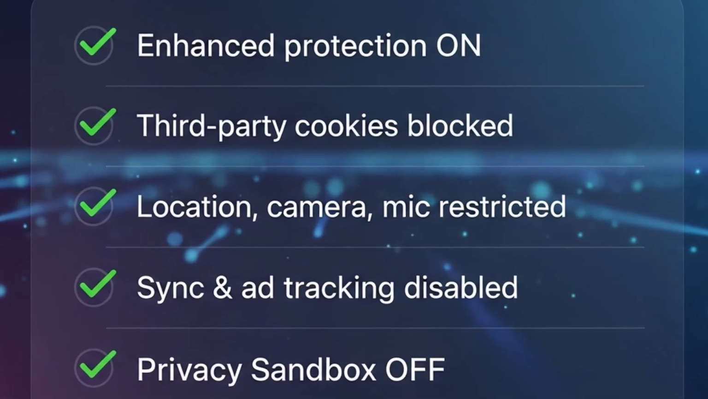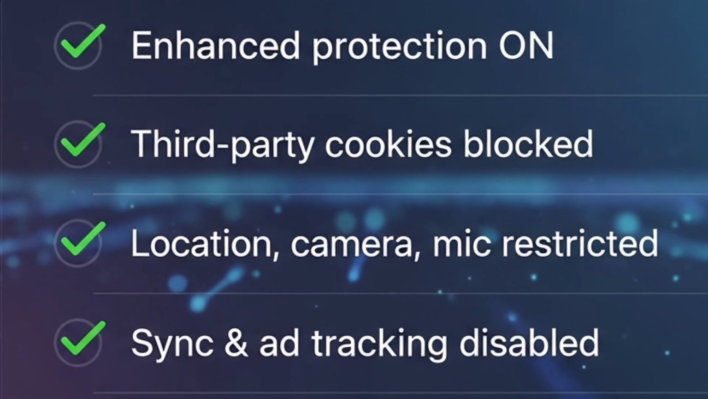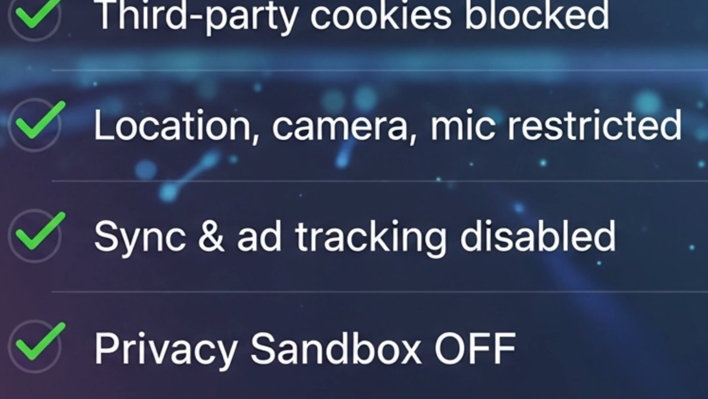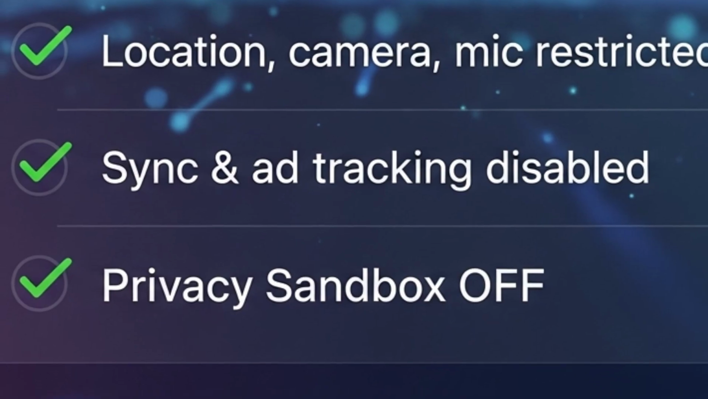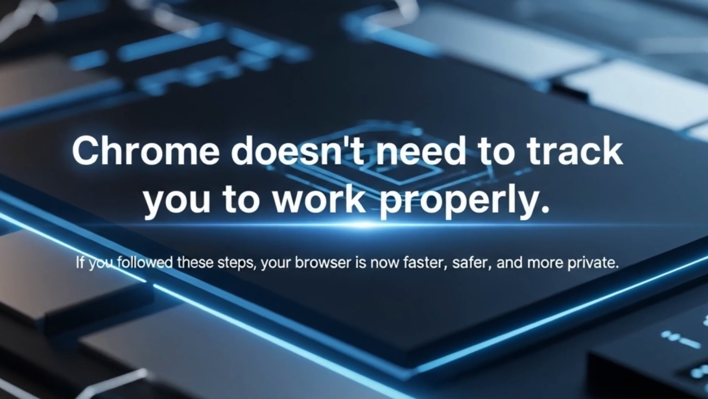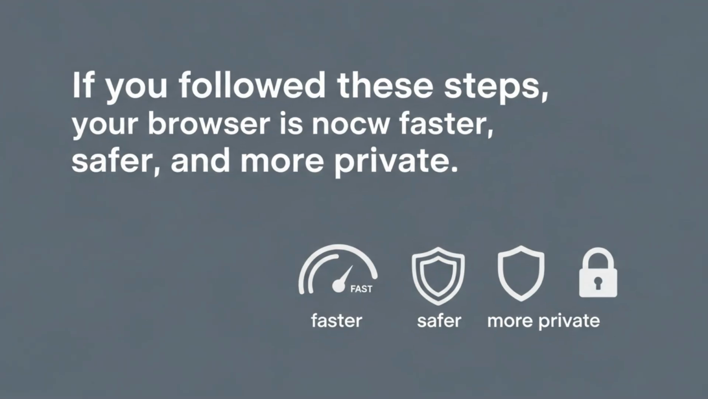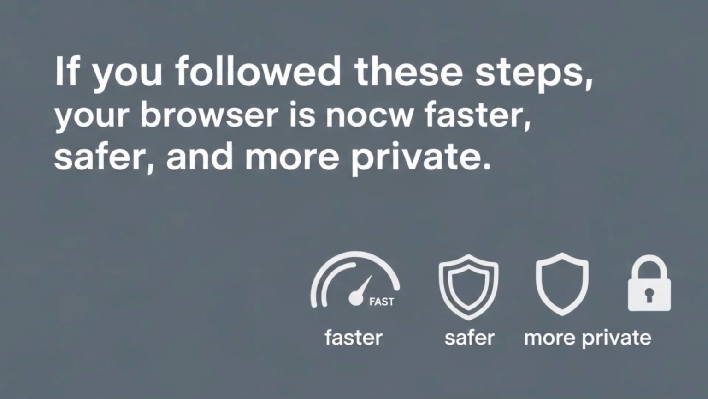After completing all the steps, your browser now has enhanced protection on, third-party cookies blocked, location, camera, and mic restricted, syncing and ad tracking disabled, and Privacy Sandbox off. Chrome doesn't need to track you to work properly. If you followed these steps, your browsing is now faster, safer, and more private.